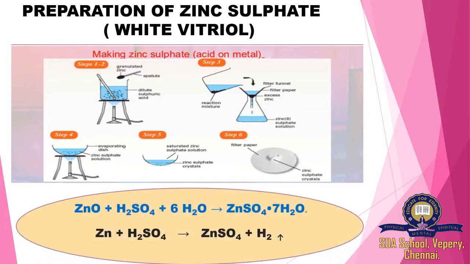Next, the reaction: zinc oxide reacts with sulfuric acid and water to become zinc sulfate heptahydrate. Then zinc reacts with sulfuric acid to become zinc sulfate, and hydrogen gas comes out. Here we are crystallizing only zinc(II) sulfate salt.